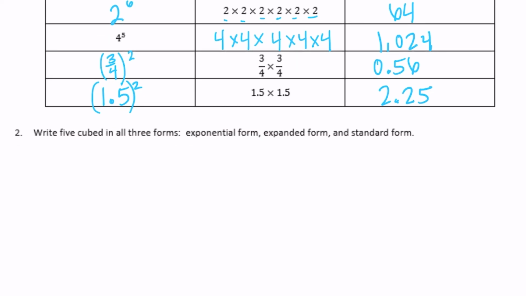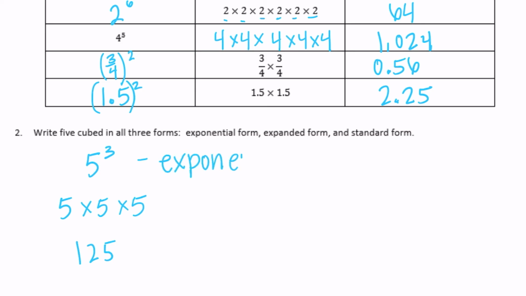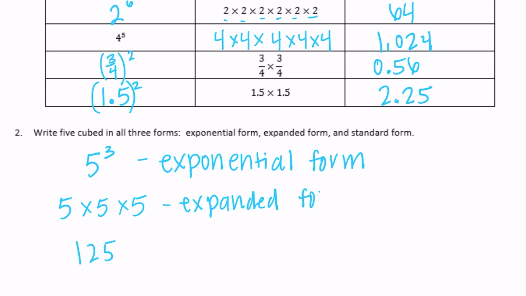Number 2, write 5 cubed in all 3 forms, exponential, expanded, and standard. So exponential form, 5 cubed, means 5 to the third power. So then in expanded form, that would be 5 times 5 times 5. In standard form, 5 times 5 is 25 times 5 is 125. So we can label them exponential form, expanded form, and standard form.